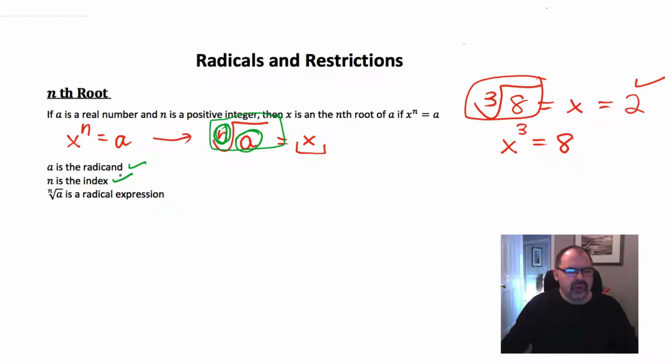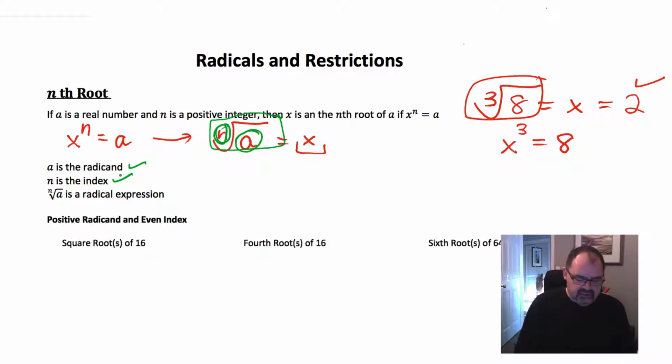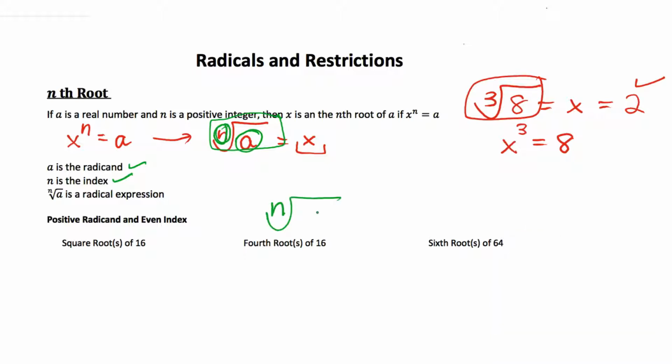Now, when you're working with radicals, there are some technicalities and restrictions that you need to be aware of. So I want to walk you through some of these step by step and case by case. If we have the nth root of a, the first situation I want to look at is when we have a positive radicand and an even index. So that would be situations where we're dealing with a square root, a fourth root, a sixth root, any place where n is an even integer.